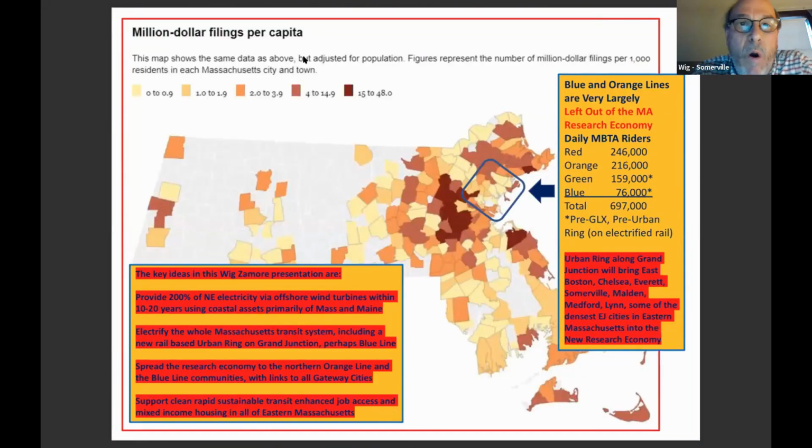This is an odd slide that was opportune. I happened to notice the data one day, and it shows $1 million filings. So the darker the color, the more millionaires there are. And there's a pretty big gap between the Boston Cambridge core, which has an extraordinary density of millionaires at this point, and some of the North Shore communities.